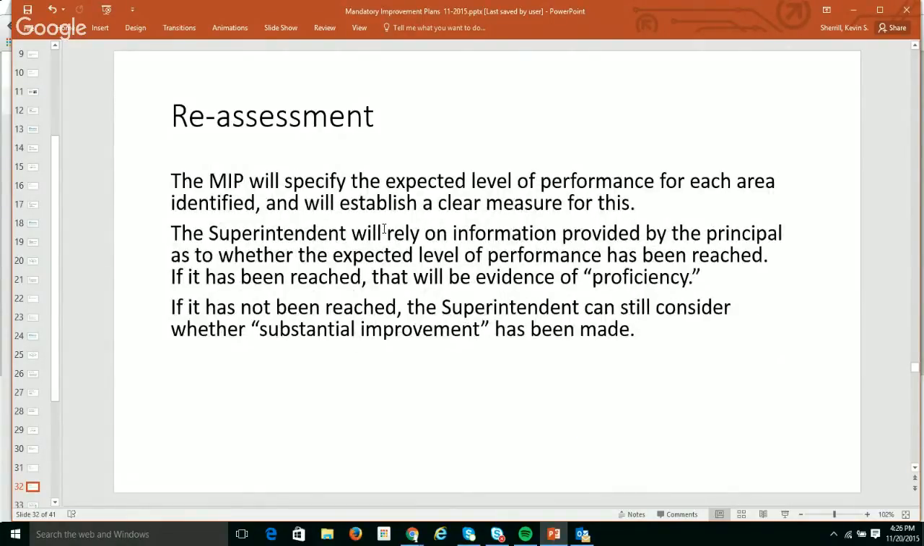The superintendent is going to rely on information that's provided by you principals as to whether the expected level of performance has been reached. And if it has been reached, I think that would be evidence of proficiency, unless you have some other reason why it's not. I mean, it's possible there's some other reason why it's not. This is going to be an individualized decision, but in general, that should be evidence of proficiency. If it's not been reached, then we're still going to consider, well, has there been substantial improvement?